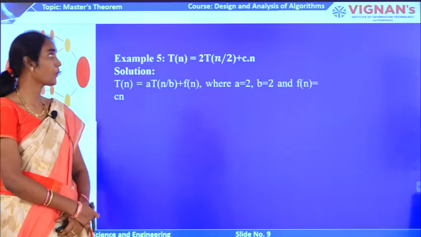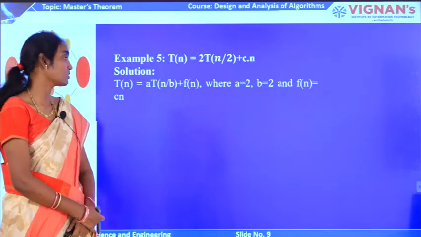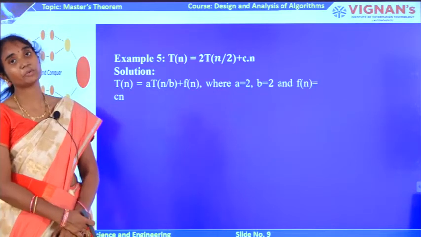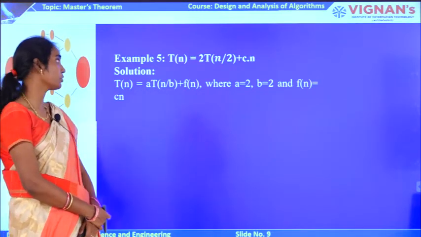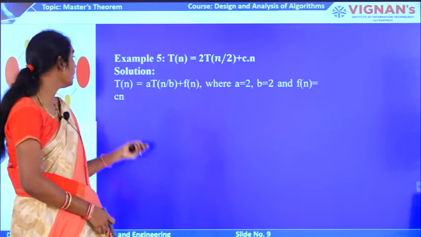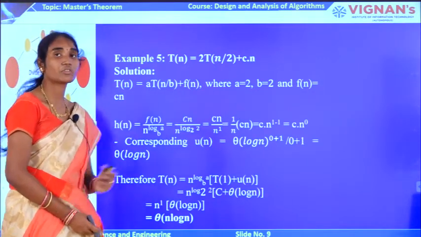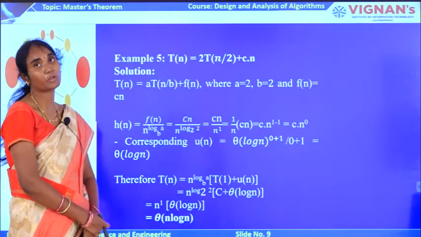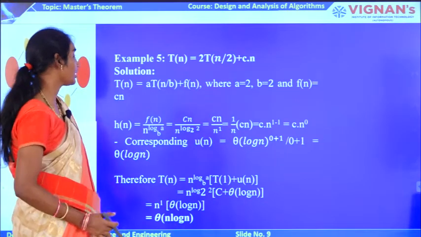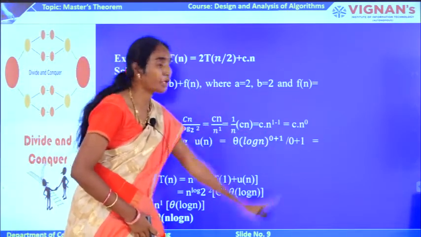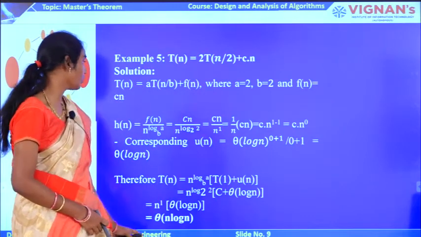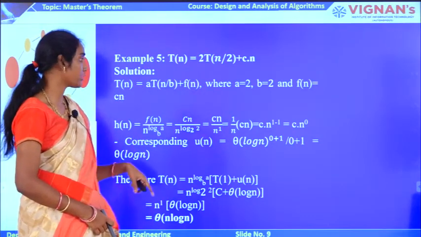Here t of n is equal to 2 t of n by 2 plus cn. See, here also we are comparing with a t of n by b plus f of n. Here a is equal to 2, b is equal to 2 and f of n is equal to n or cn. So, now h of n value is f of n by n to the power of log a to the base b. So, if I find that, I will get c into n to the power of 0, which is nothing but c into 1, right. C into 1 I am writing as n to the power of 0.